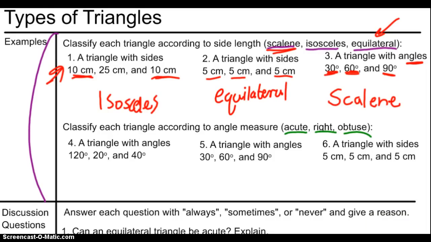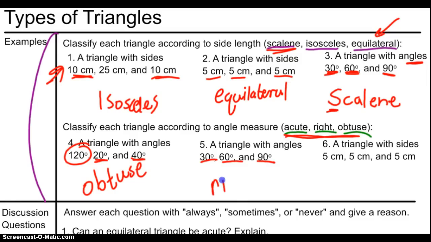So for 4, looks like we've got an acute angle, but we've got one obtuse angle. So this is an obtuse triangle. Again, these all have to do with angles. A triangle with angles 30, 60, and 90. Well, we had that before when we called it scalene, but now we're classifying by the angles, and this is going to be a right triangle, because it's 90 degrees there.